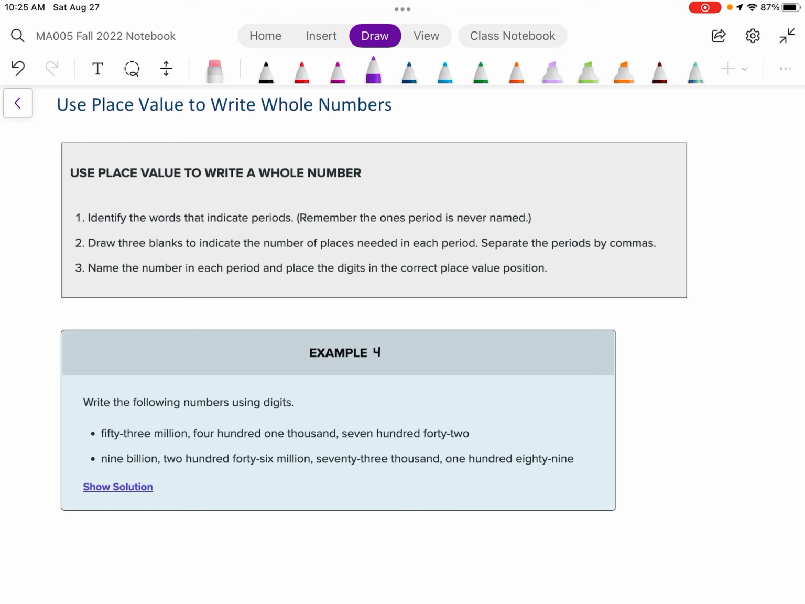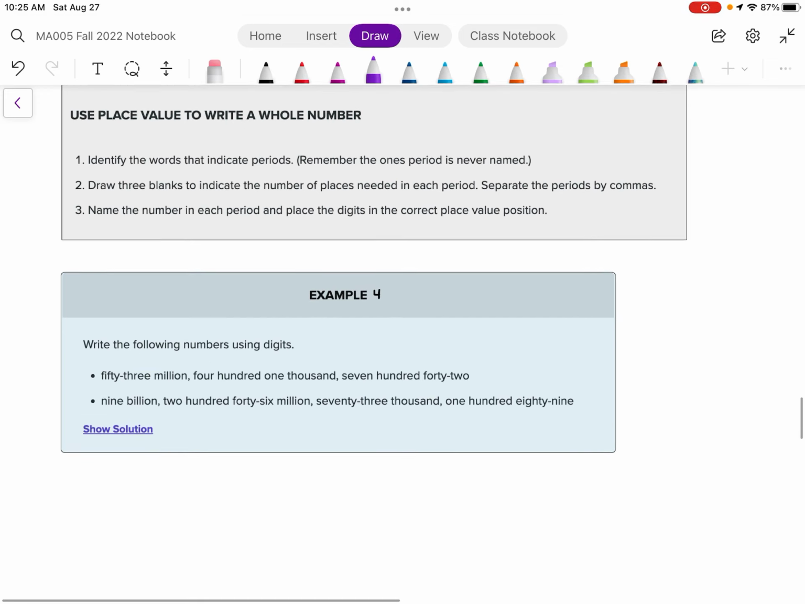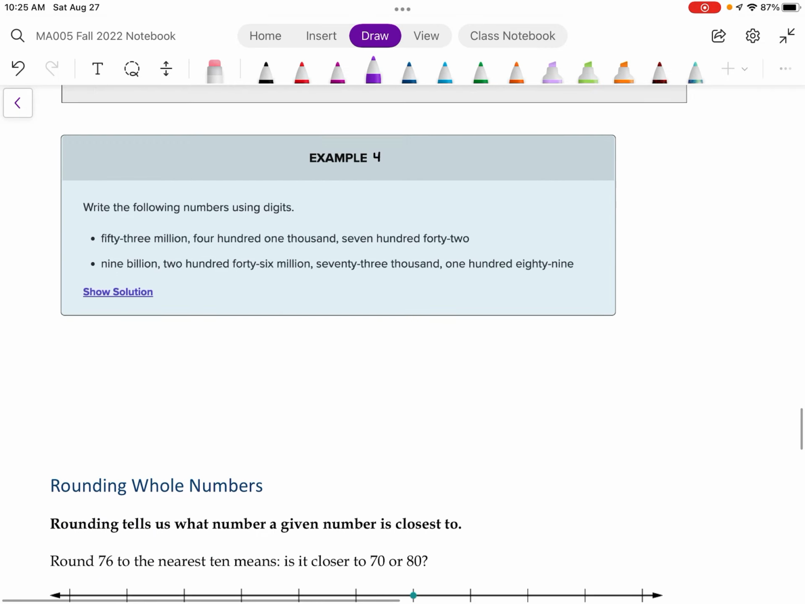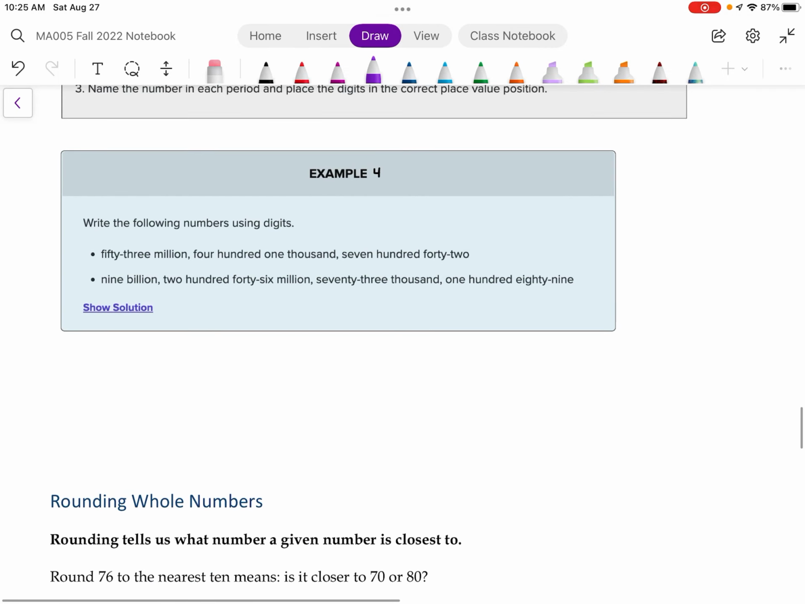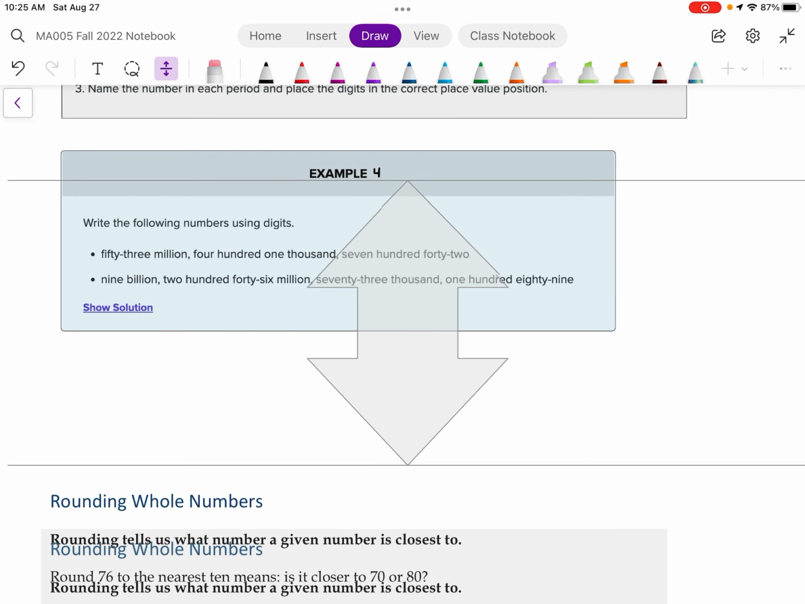All right, so use place value to write whole numbers. Identify the words that indicate the periods. Okay? And then draw 3 blanks. So we're going to go the other way now. We're going to draw 3 blanks between the commas to indicate the number of places needed so you don't miss anything. And then name the number in each period and place the digits in the correct place value. So this is just doing what we just did completely backwards. Okay? So I'm going to try to give us a little more space here.